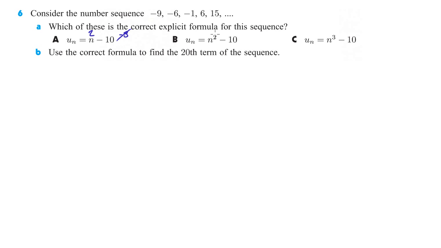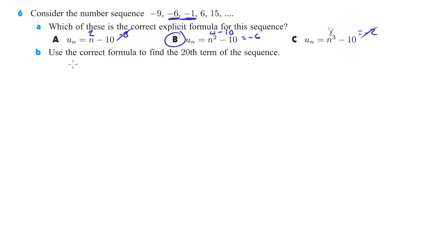So if we plug in 2 minus 10, that gives us negative 8. That doesn't work. 2 squared minus 10 is 4 minus 10, and that gives us negative 6, which is the second term, which is what we're looking for since we're plugging in 2. And then 2 cubed is 8 minus 10, which gives us negative 2. That's not what we're looking for either. So it's looking like it's going to be B. Let's double check by plugging 3 in. 3 squared is 9. 9 minus 10 is negative 1. That works. So I'm feeling pretty good about B for our answer.